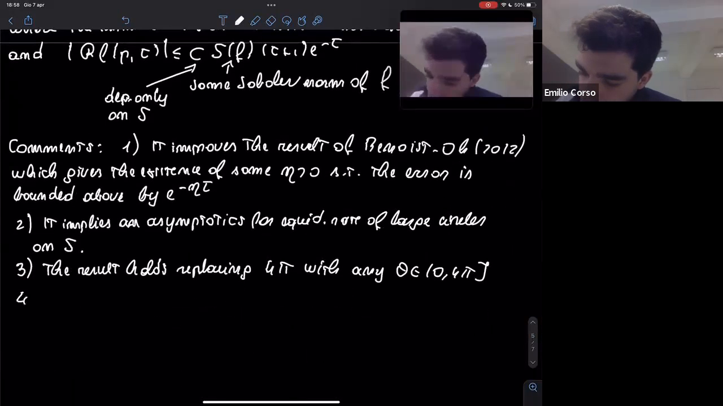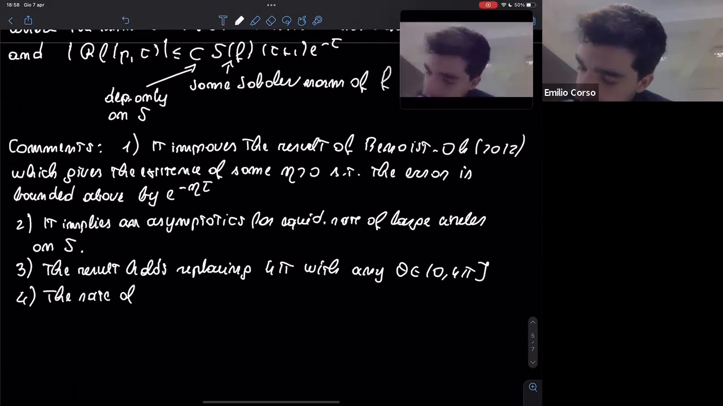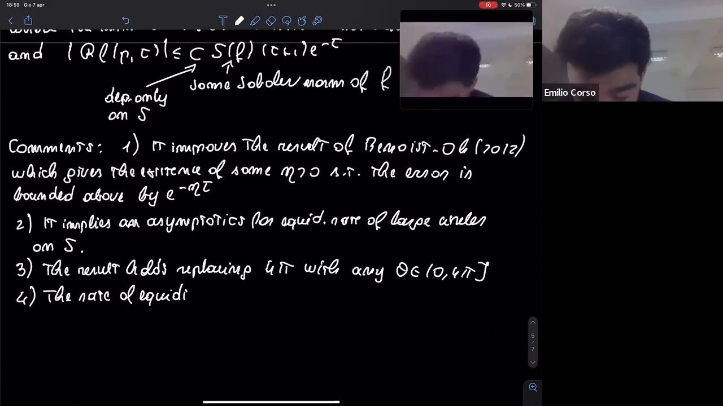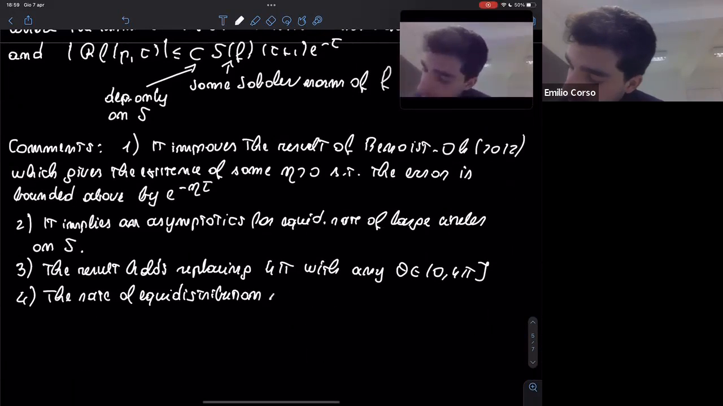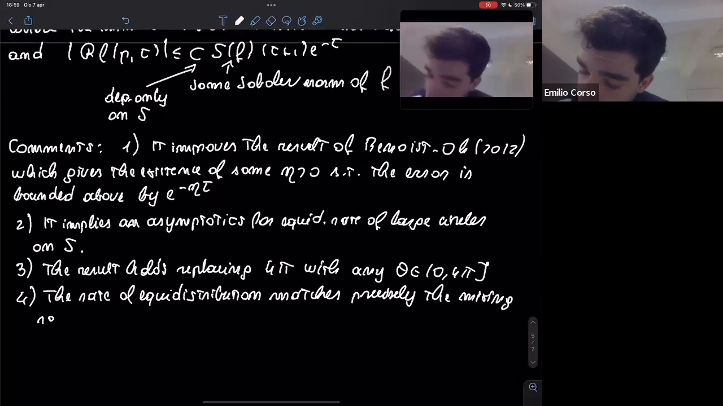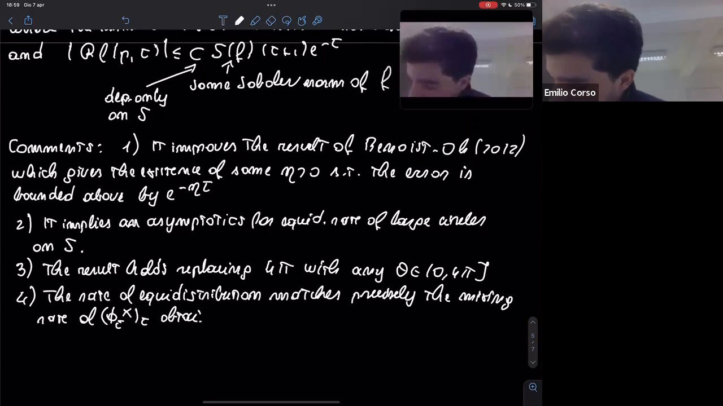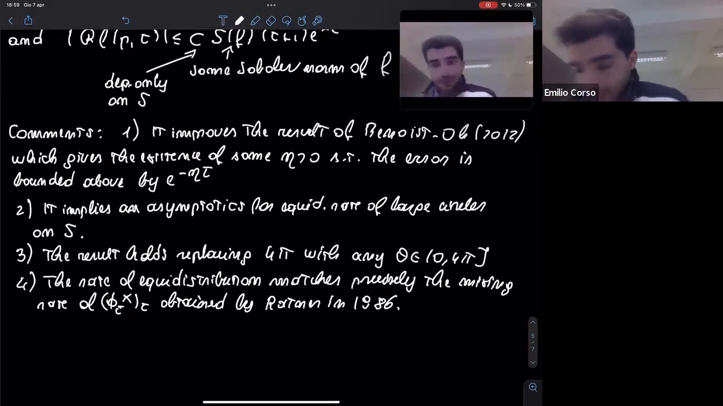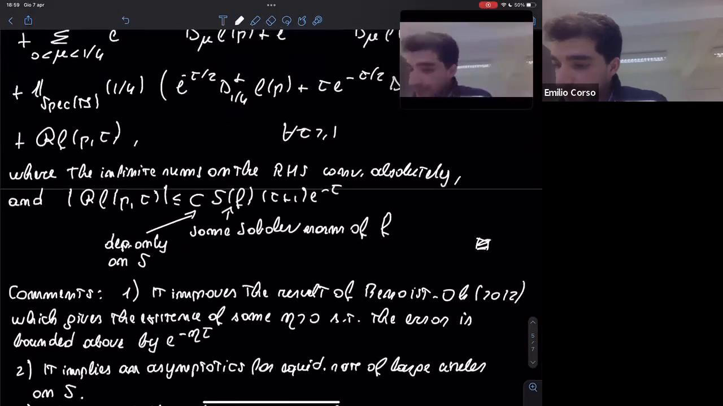And maybe one last remark is also that the rate of equidistribution matches precisely the mixing rate of the geodesic flow phi t, which was obtained by Ratner in 1986, I guess. So these are some comments I would like to point out about the statement.